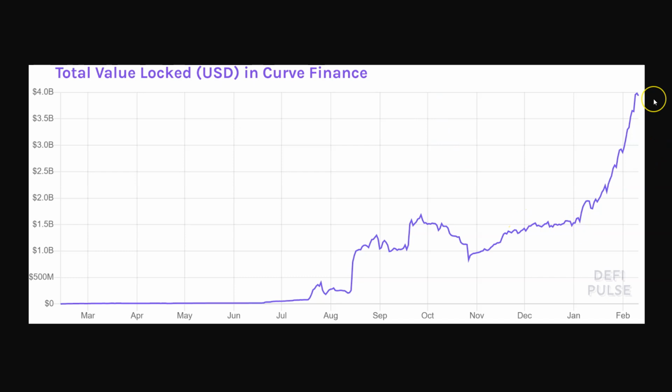The Curve token, the governance rev share aspect, all that is extremely attractive when you compare that to legacy finance, where yields and interest is sub 1%, sub 0.1%.